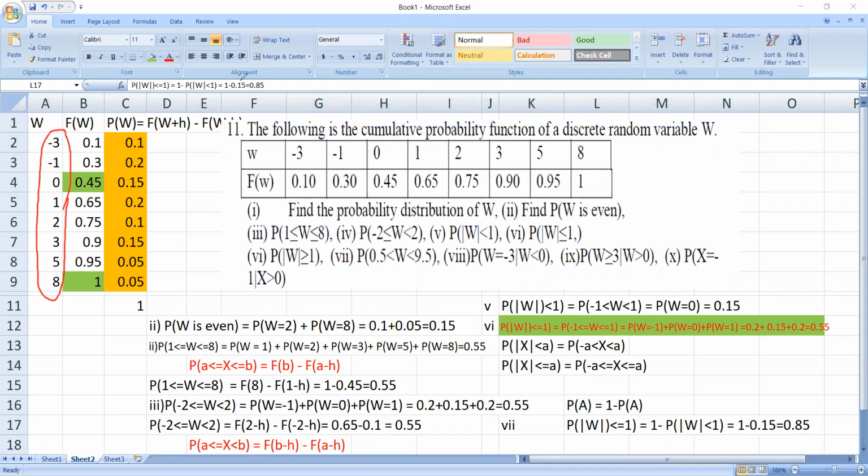So W is equal to 3. So when you put mod, do you get a value greater than 1? Say yes or no. So when you take mod 3, do you get greater than or equal to 1?